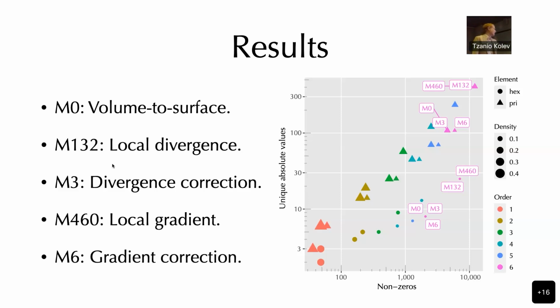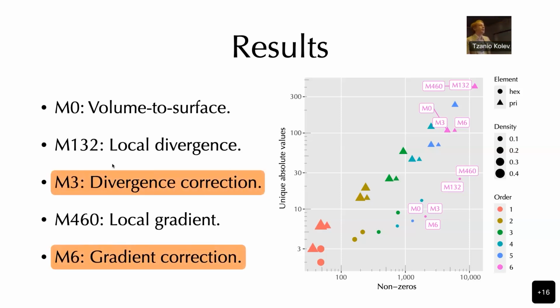And then these terms, M0, M6, M1, M132, M460, these are just the internal PyFR terms for things like our volume to surface operator, local divergence, divergence correction, local gradient, and gradient correction. Of these two, M3 and M6 have beta equal to 1. The rest have beta equal to 0. Okay, so with that, these are our matrices. Let's now look at some performance results for these matrices at various orders.